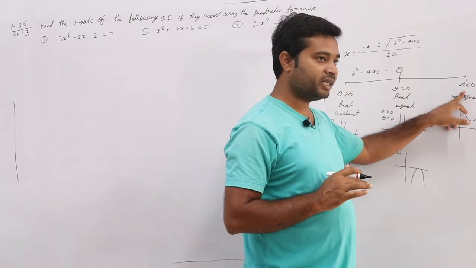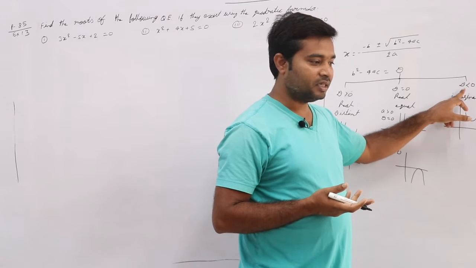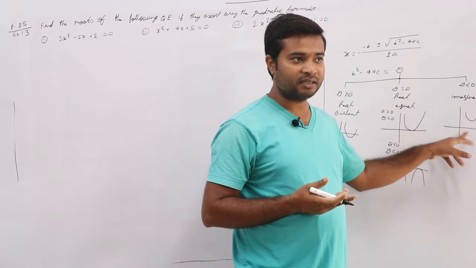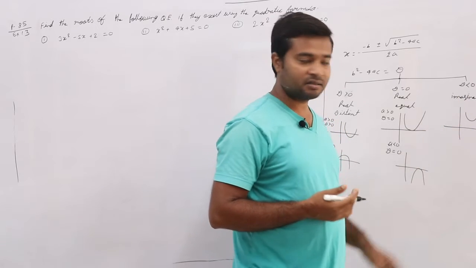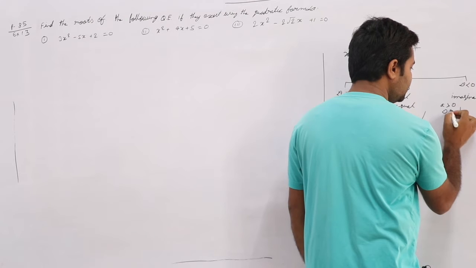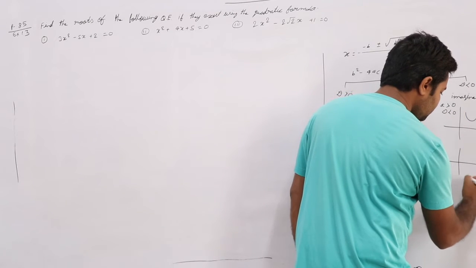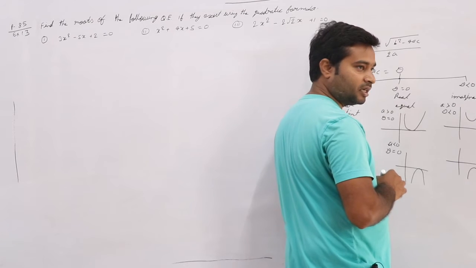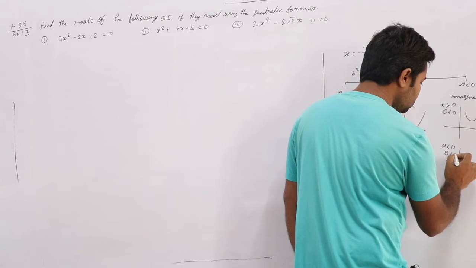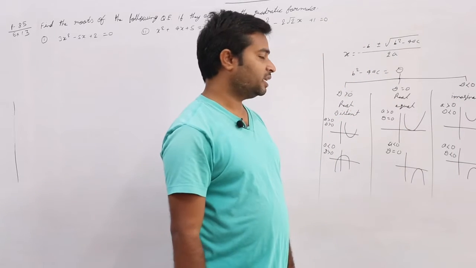So when d is negative, negative means less than 0, you will get a graph like this. It will not touch the x-axis. This is possible when a is positive and d is negative. Now it can be in this format when a is negative and d is also negative. I have taught all this, right?